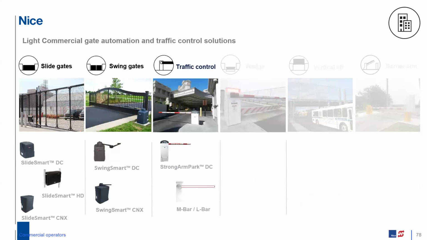Our light commercial gate automation and traffic control. We have slide gates shown here. A couple different models for your site, depending on what your gate weight is and also speed requirements. We have swing gates and we have barrier arms. The nice thing is that all of these DC operators come with battery backup standard. So that's a nice aspect to have, or you need to be considering what is going to happen to your gate system should the power fail.